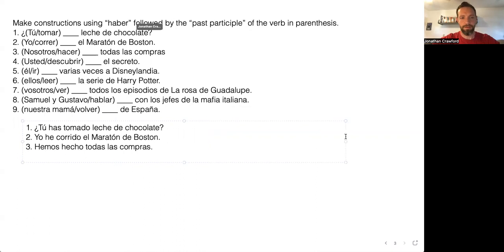All right. Can you guys get the rest of them? Here they are. Here's all the rest. Go ahead and pause it and try to figure these out and see if you're right.